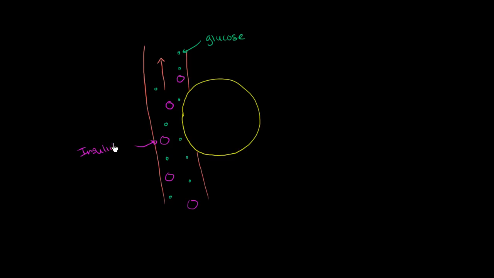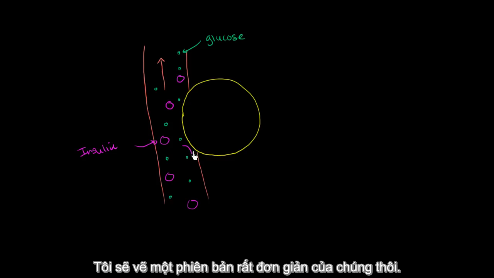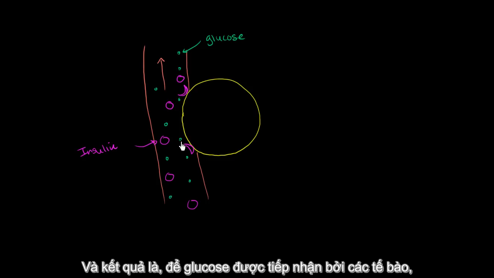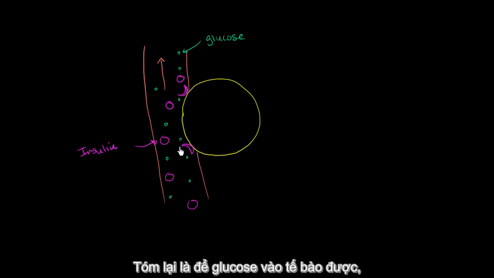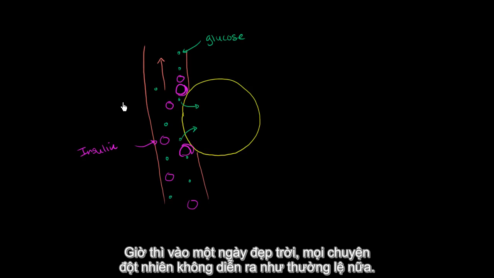Insulin. And the surface of these cells, they have insulin receptors on them. And I'm just drawing very simplified versions of them. Kind of a place where these magenta circles can attach, can bind. And what happens is in order for the glucose to be taken up by the cell, insulin has to attach to these receptors, which unlocks the channels for glucose. In order for the glucose to go in, insulin has to bind to the insulin receptors. And then once that happens, then the glucose can be taken up by the cell.